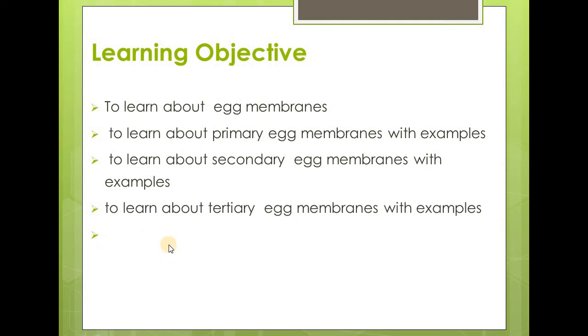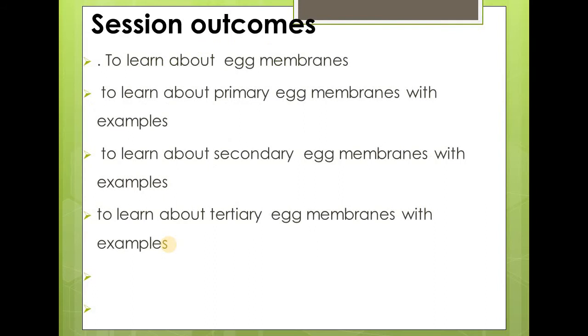The objectives of learning. They learn about the egg membranes. They learn about primary egg membranes with example. They learn about secondary egg membranes with example, and they learn about the tertiary egg membranes with examples. The session outcome. The students learn about the egg membranes, primary egg membranes with examples, secondary egg membranes with example and tertiary egg membranes with examples.